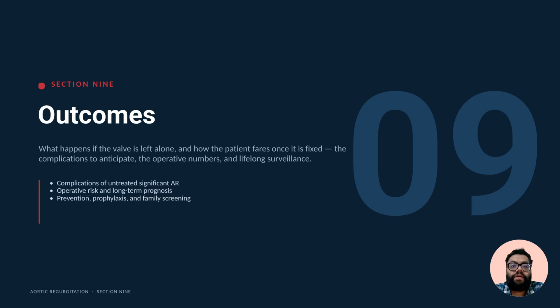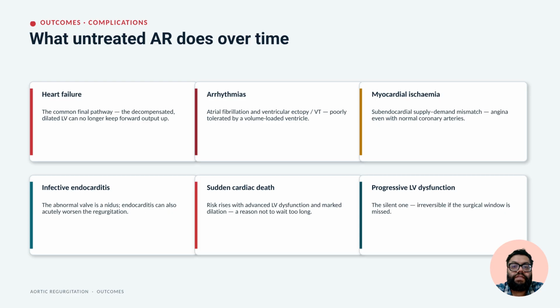The thread tying it together is that diligent surveillance and well timed intervention are what turn a grim natural history into a good outcome. If you do nothing, significant aortic regurgitation collects complications, and they map neatly onto the pathophysiology we built earlier. Heart failure is the common final pathway. The dilated, decompensated ventricle eventually cannot maintain forward output. Arrhythmias arrive, atrial fibrillation and ventricular ectopy, and the volume loaded ventricle tolerates them badly.